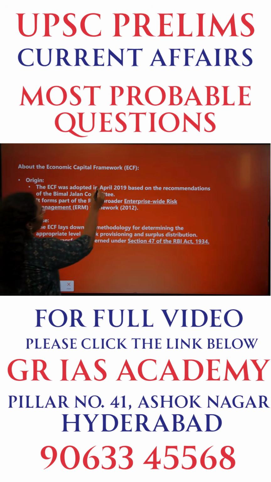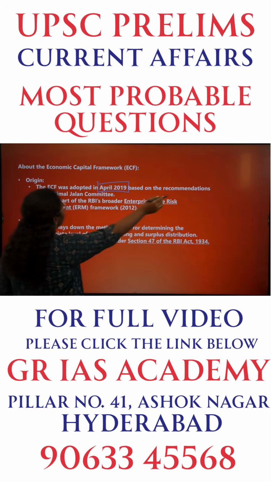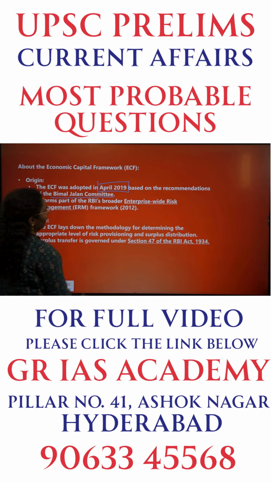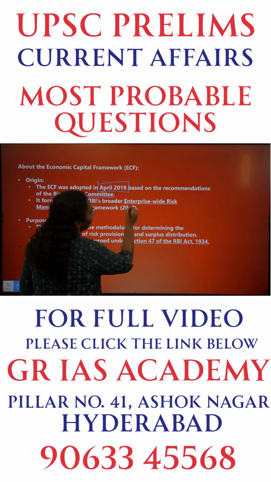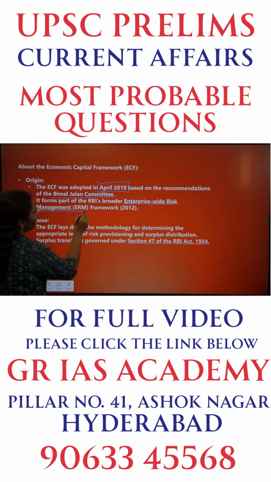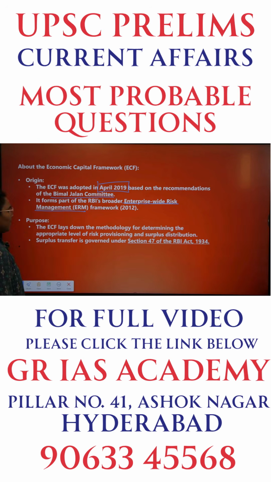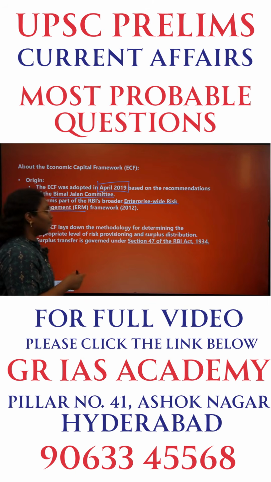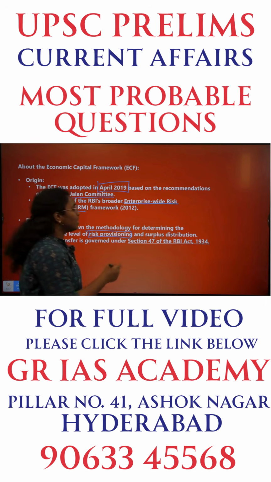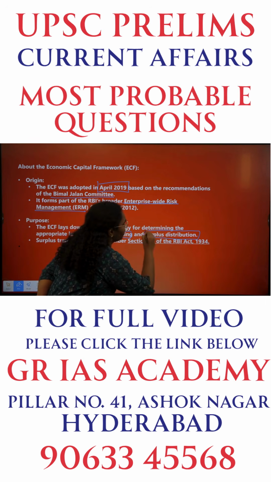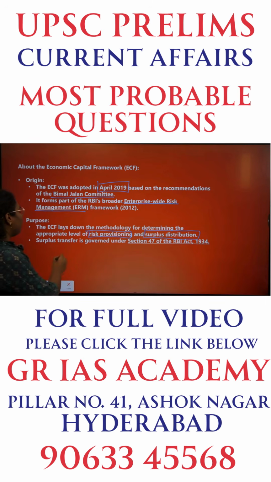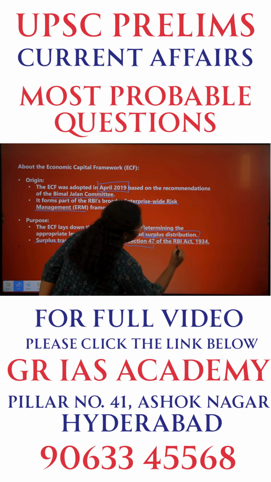Economic Capital Framework was adopted in April 2019 based on the recommendations of the Bimal Jalan Committee. It is a part of the enterprise-wide risk management framework of RBI. So it basically lays out a methodology to determine how much funds should be kept with RBI for risk provisioning, and also how much should be transferred as profit to the central bank. That is the surplus distribution. And this surplus transfer is also governed under Section 47 of the RBI Act 1934.